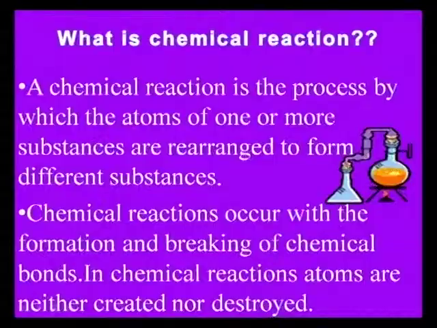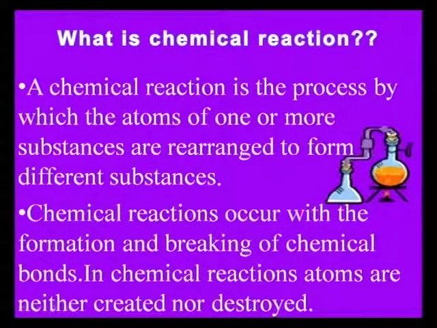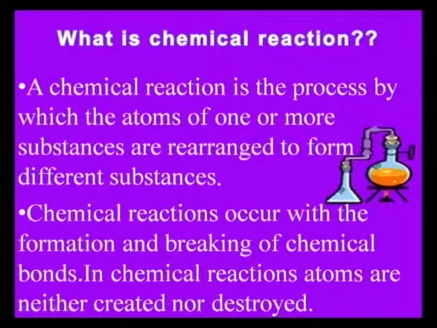Okay, students, what have we learned? We have learned today about types of chemical reaction. What is meant by chemical reaction? A chemical reaction is a process by which the atoms of one or more substances are rearranged to form different substances. In chemical reactions, chemical bonds are formed and broken, and atoms are neither created nor destroyed.